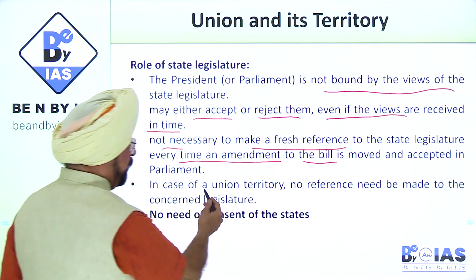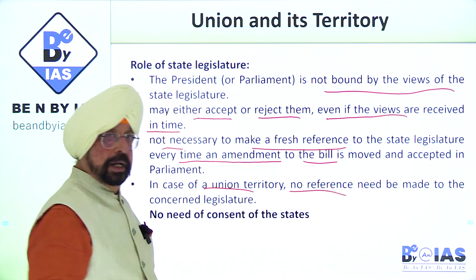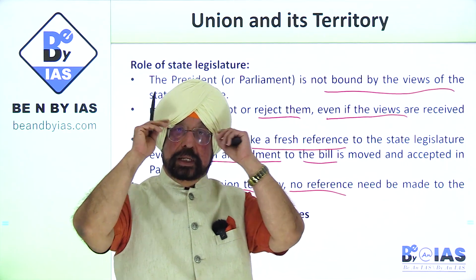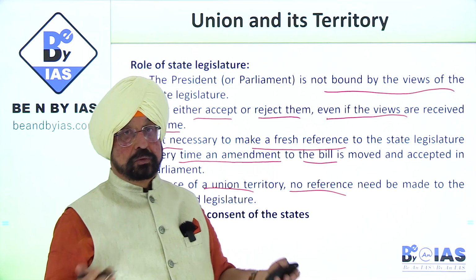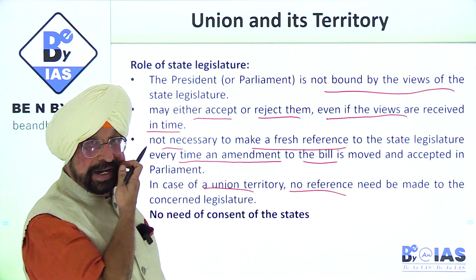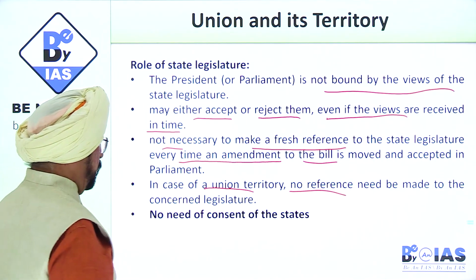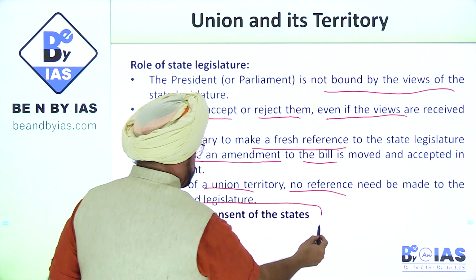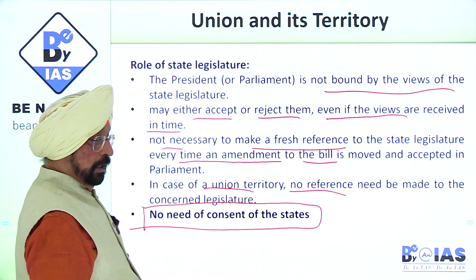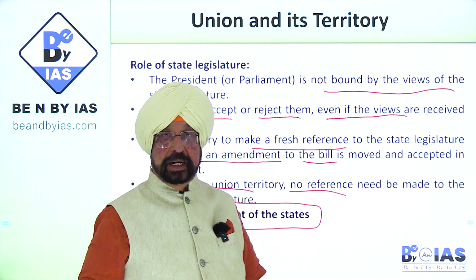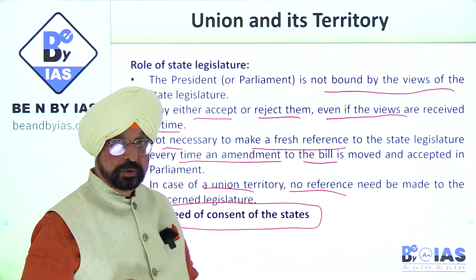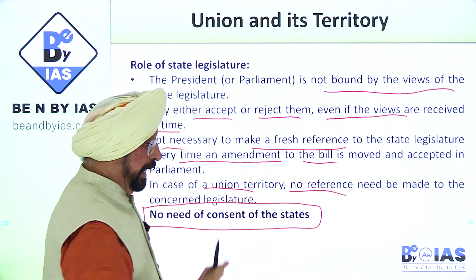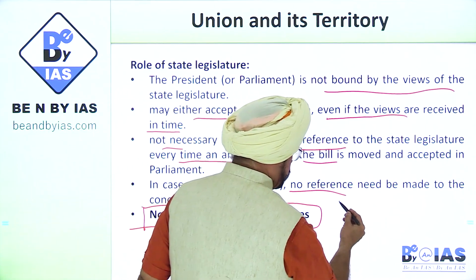In case of a union territory, no reference is needed. Why? Because union territories come directly under the control of the central government. So there is no question of referring them to any state legislature. Now, this is important: no need of consent. It is not necessary that the state concerned should give their consent. It is a process of what? At the most, consultation.